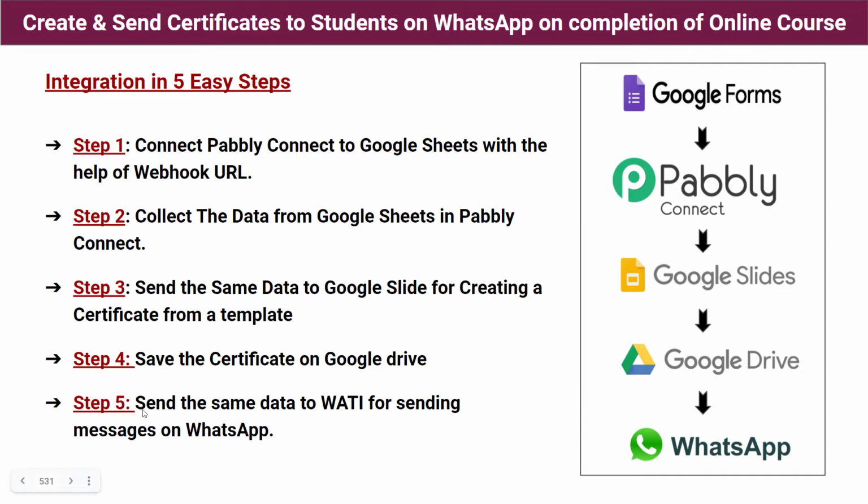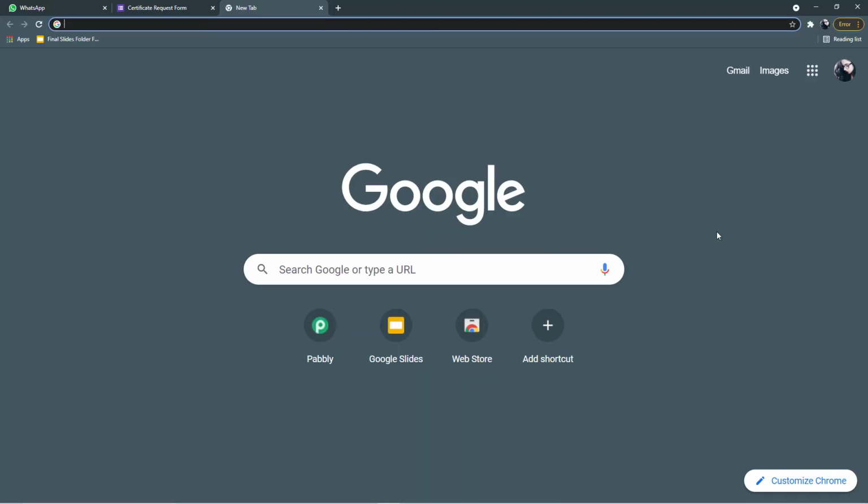Alright, and step 5 is send the same data to VITA for sending messages on WhatsApp. So in the last step, we'll send the data that we have received from Google Forms along with the link of the certificate that we have in Google Drive. We'll send it to WhatsApp by using an application called VITA. So I'll tell you what VITA is later on in this video. First of all, let us jump to step 1 and open Pabbly Connect.